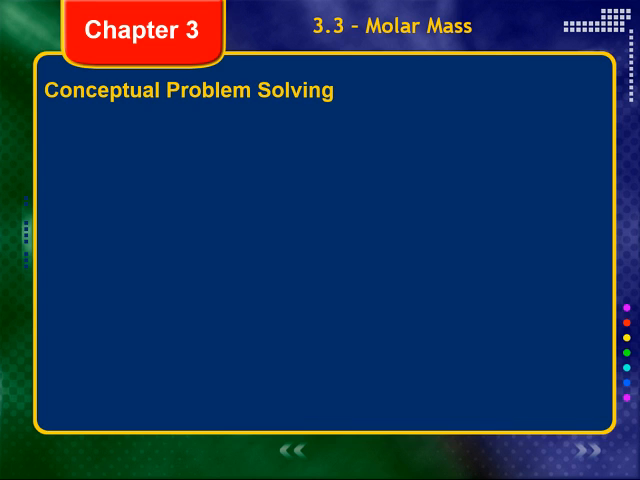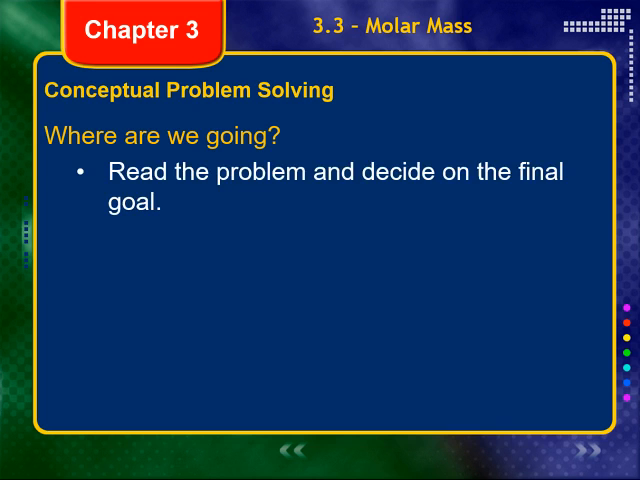All right, so get an idea of where we're going. I'm going to read the problem and then decide on the final goal, meaning what am I supposed to come up with? Am I supposed to come up with a number of formula units, a number of atoms? Am I supposed to come up with a molar mass? Am I supposed to come up with a volume? Understand what the question is asking you for. Then ask, how do I get there?